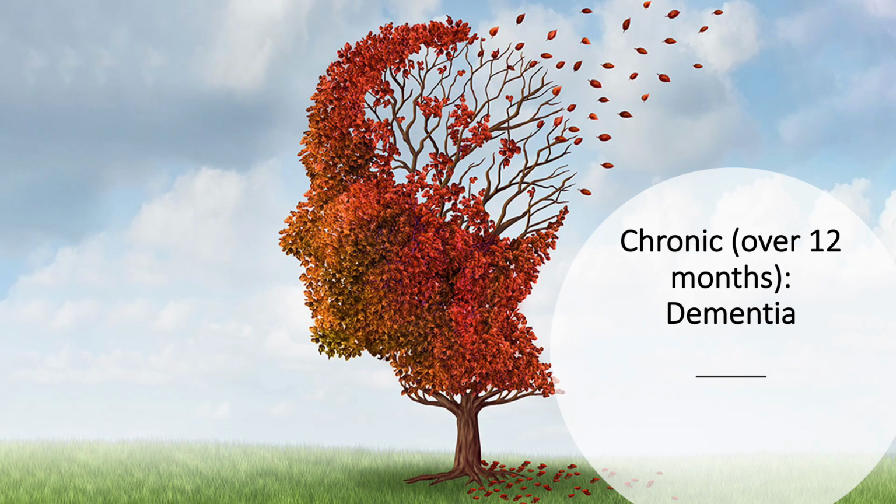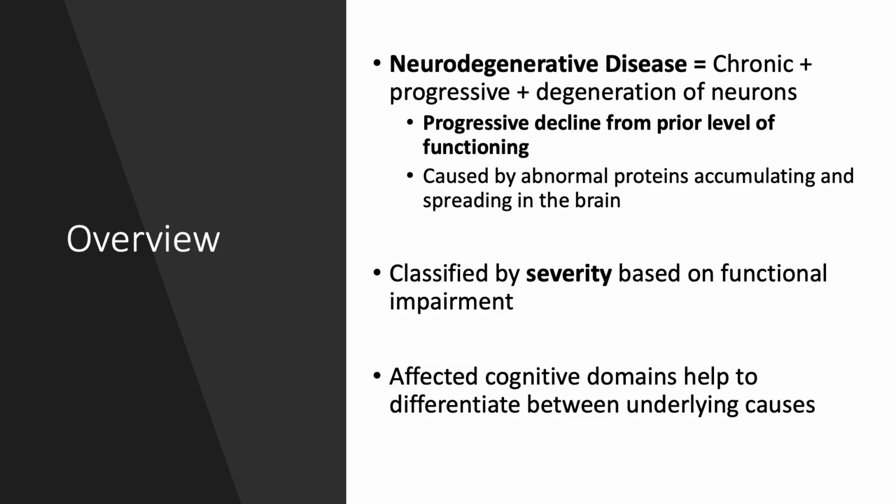When you have cognitive impairment that has lasted for 12 months and more, you are in the realm of dementia. So what are the dementias? The dementias are an umbrella term for a group of neurodegenerative diseases that are chronic and progressive, and the hallmark is degeneration of neurons. This leads to a progressive decline in function over time. Most of them are caused by abnormal proteins accumulating and spreading throughout the brain.